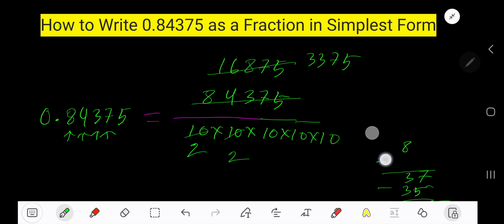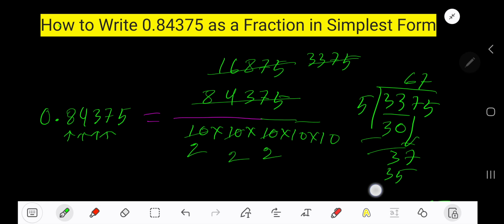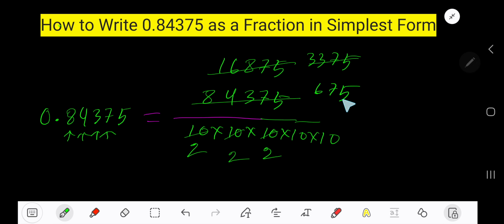Okay, again, this is divisible by 5. This is divisible by 5. I will get 2 here, but now find out by 5. 5 goes into 33 how many times? 6 times. 6 times 5 is 30. Subtract, 3. Bring down this 7. 5 goes into 37 how many times? 7 times, 35. Subtract, 2. Bring down this 5. 5 goes into 25, 5 times. So we are getting here 675.